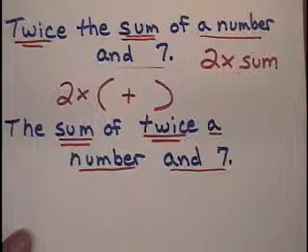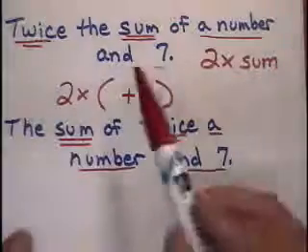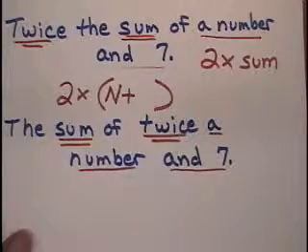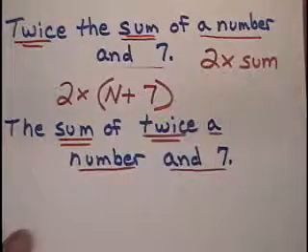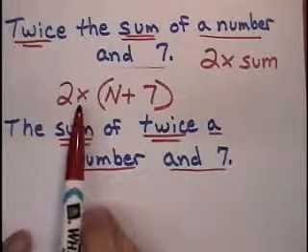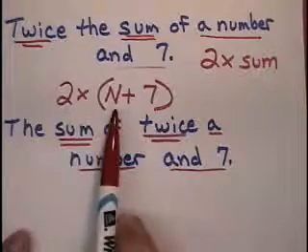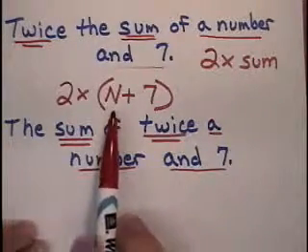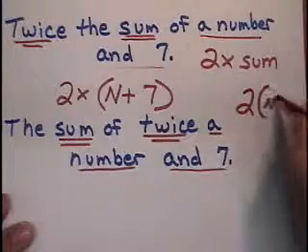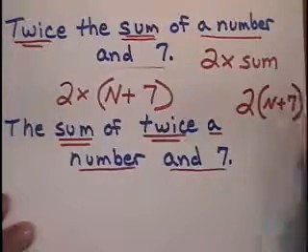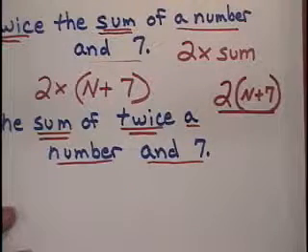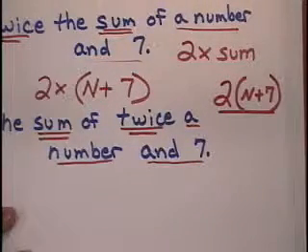The addition problem here is a number and 7. A number is going to be represented by a variable. You can use n or x or whatever letter you choose. And then the number 7. Probably the best way to write this would be to not use the x, but just show that 2 is being multiplied by this quantity. So the best way to show this answer would be a 2, and then in parentheses, n plus 7. That shows twice a sum. Twice the sum of a number and 7.